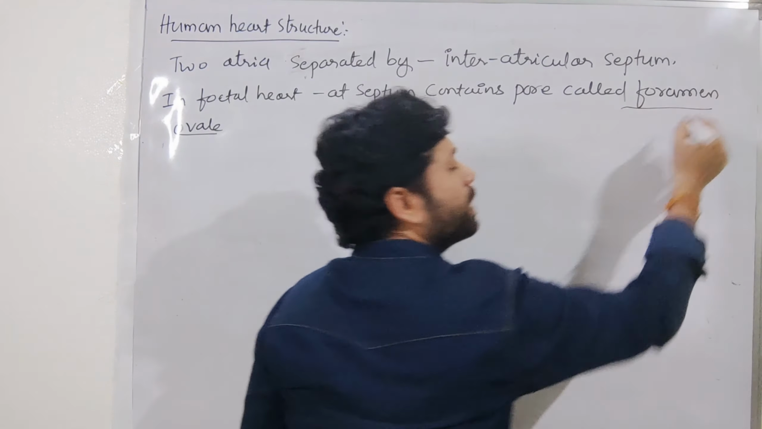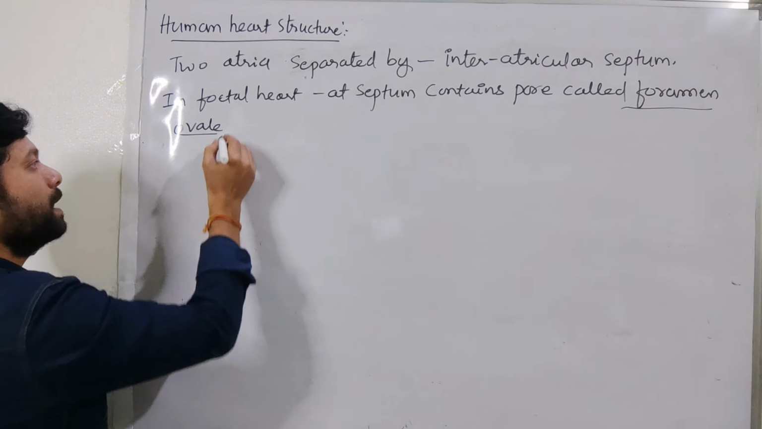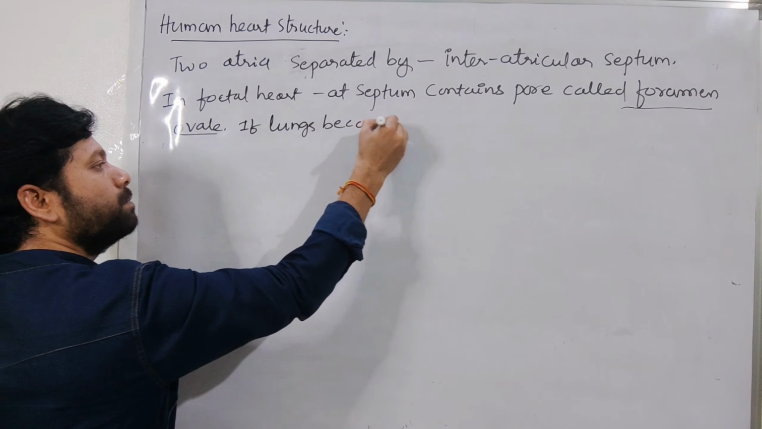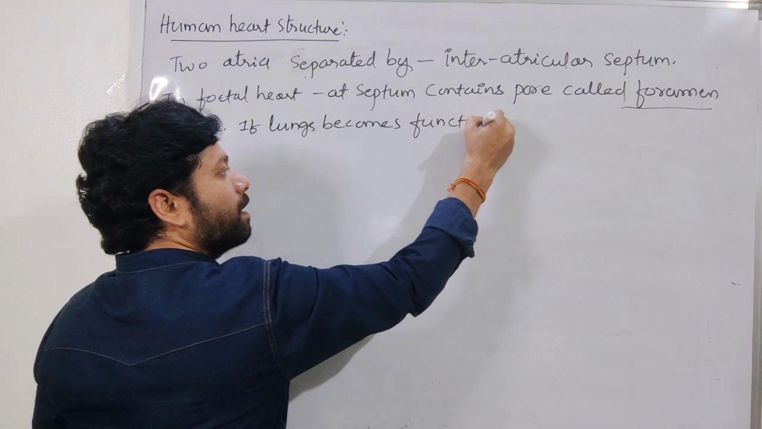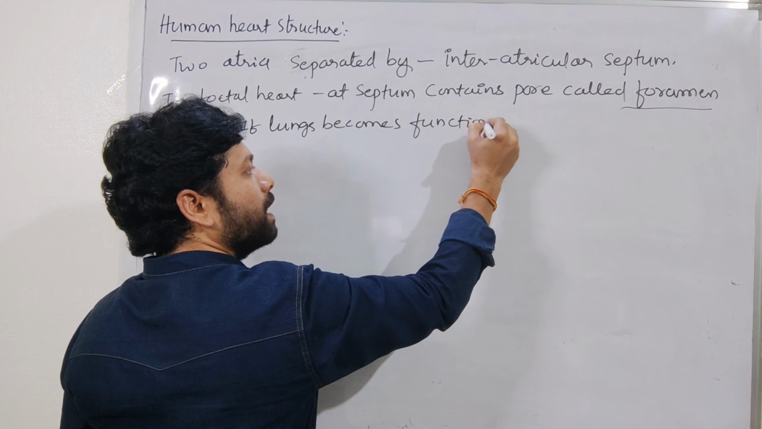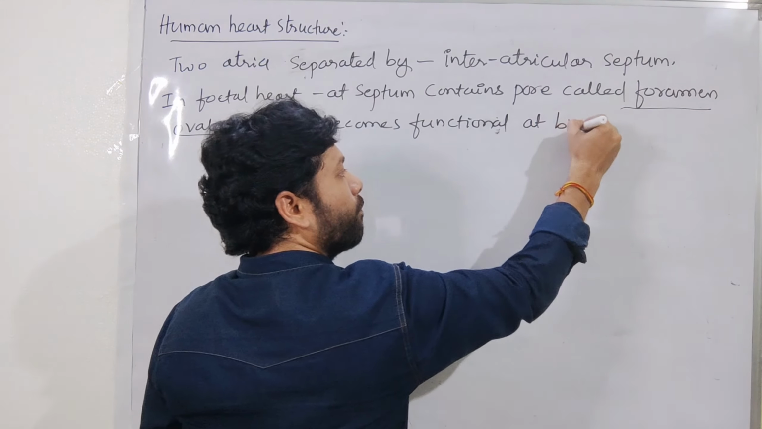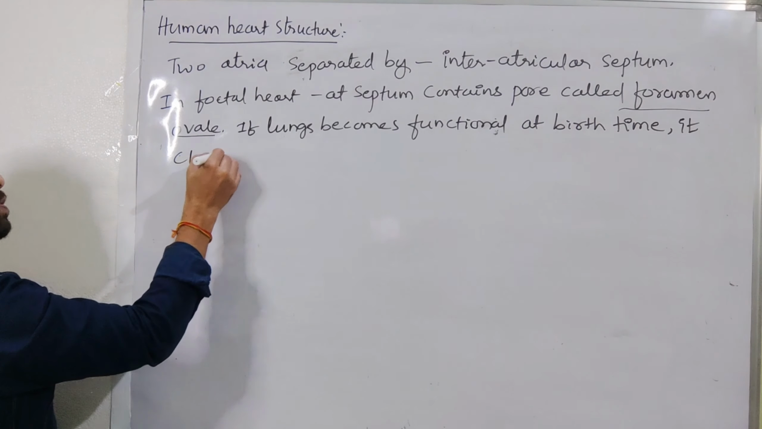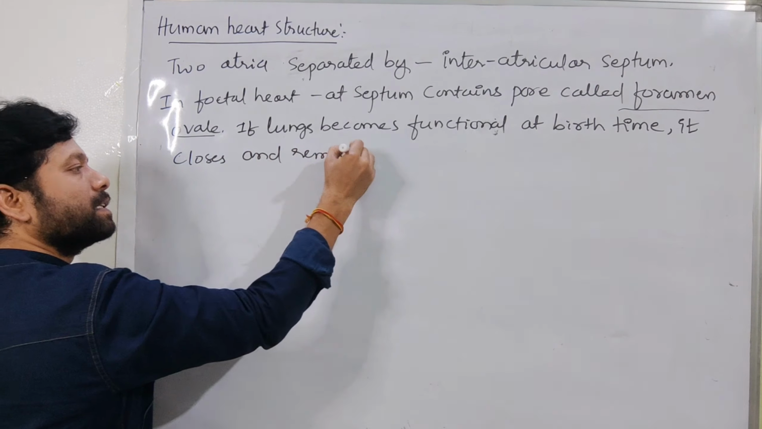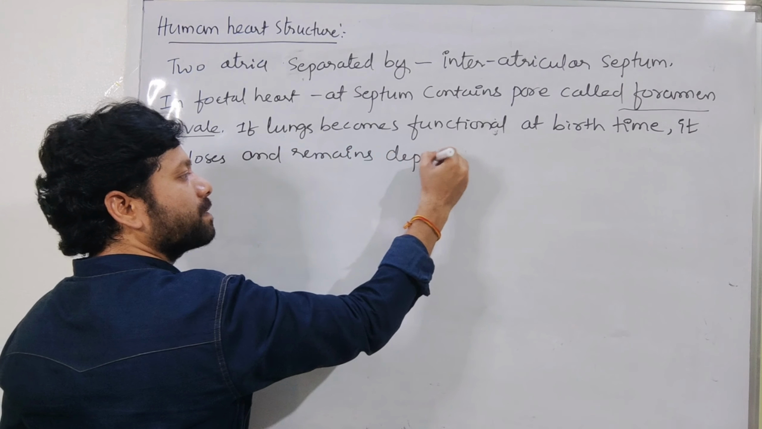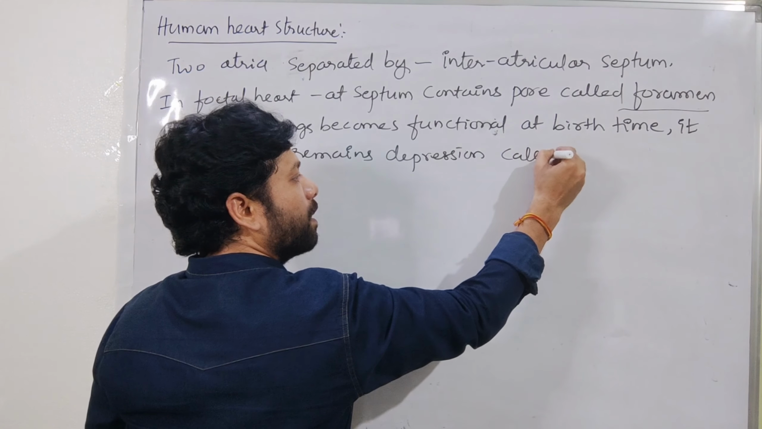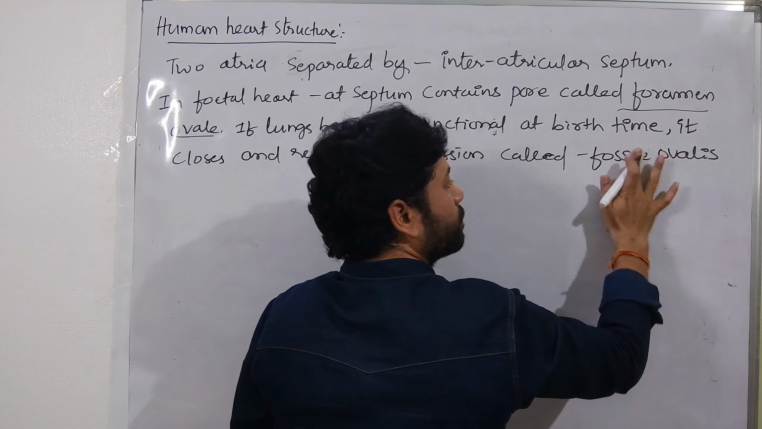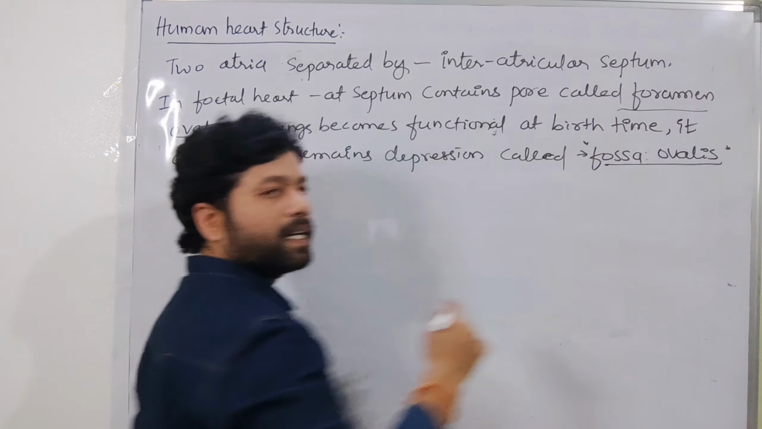Okay, so it allows flow from the right to left. So, when the lungs become functional at birth time, it closes and remains as a depression-like structure, so called fossa ovalis. Fossa ovalis. Okay, understood.